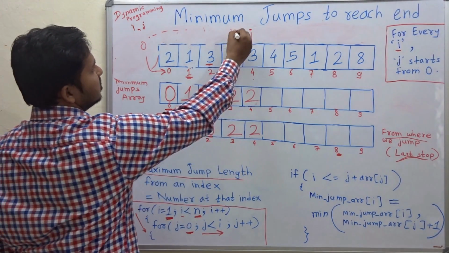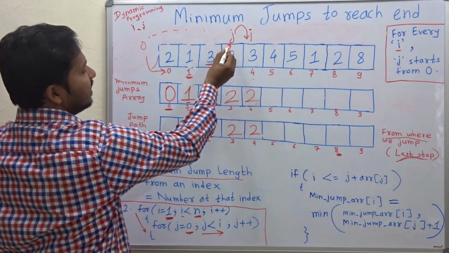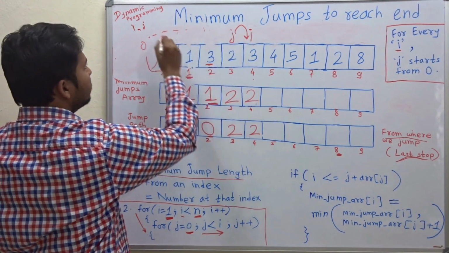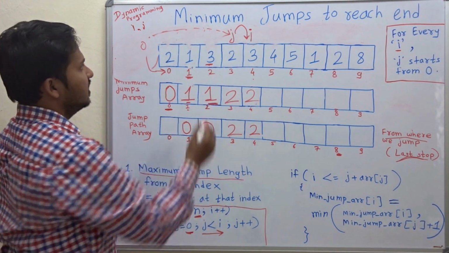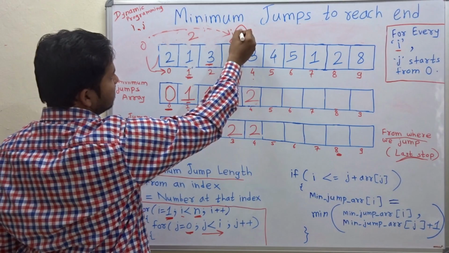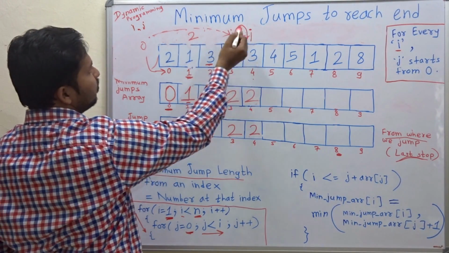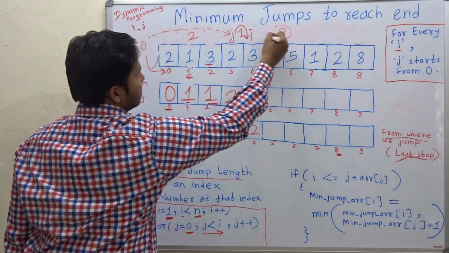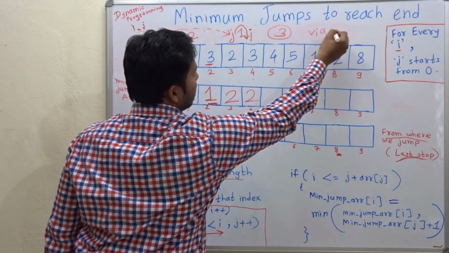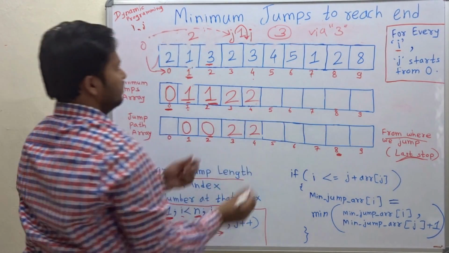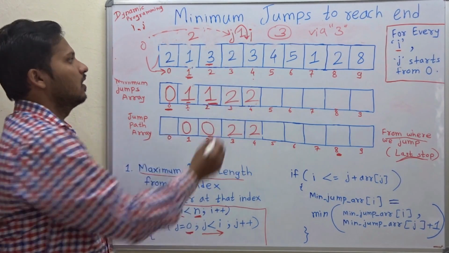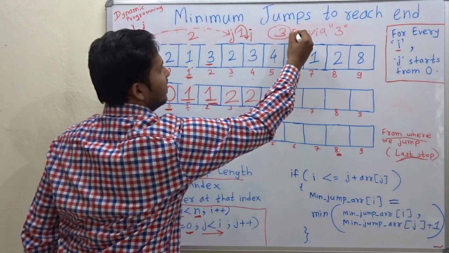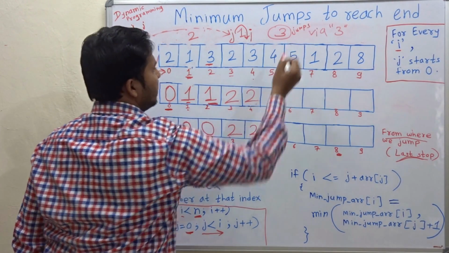So we can jump from j to I, and to reach j from the starting position, how many jumps are needed? It is written here, 2 jumps are needed. So 2 plus this 1 jump. Okay. So 2 plus 1 is 3 jumps. If we go via index 3, then 3 jumps are needed, right?